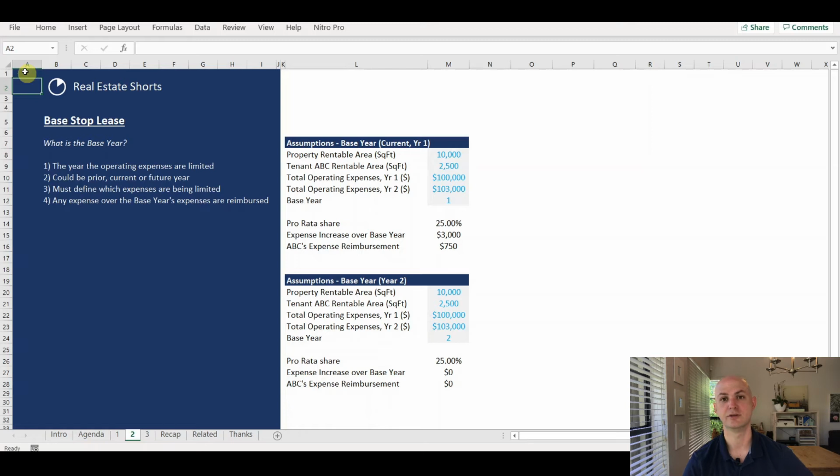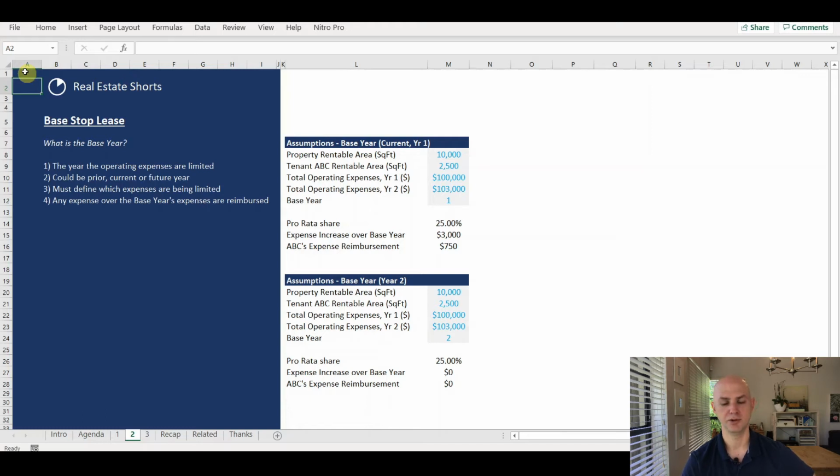I think the easiest way to do this is to define why it is even called a base stop lease. And this really is a reference to the base year concept. Under the base year concept, an owner and a tenant will agree on two things. First, what is the operating expenses for the property? They'll define and itemize what all the expenses are and what that estimate or actual amount is. Next, they'll define the period of time during which that estimate was made. It could have been last year, it could be current year, it could be the next forward-looking 12 months.